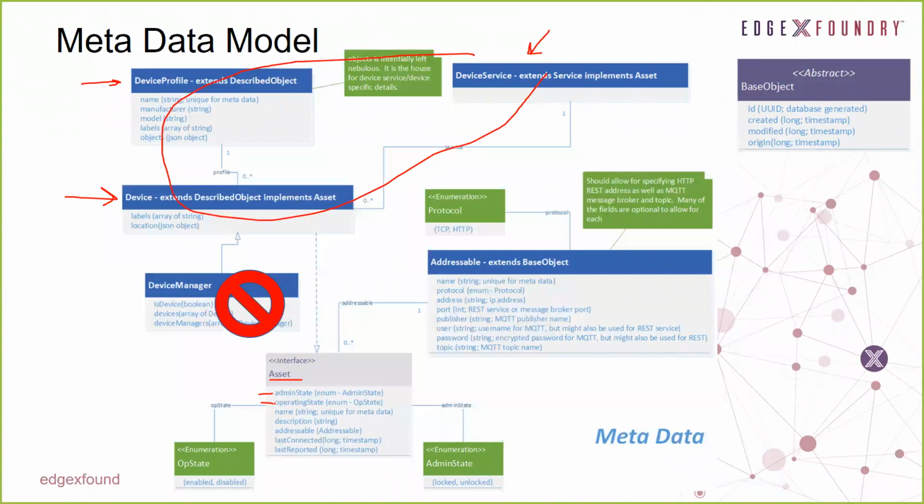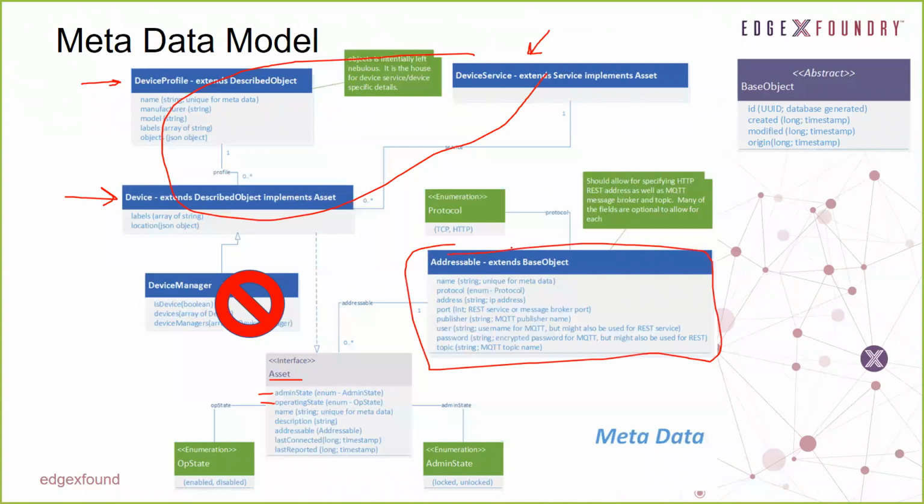So there are a couple of admin and operational states out there that any device or device service has that allows us to keep track of its status. And again, some generic characteristics that go with every asset. There's a name, a description, and then this thing called addressable. This is a key component we see throughout EdgeX.